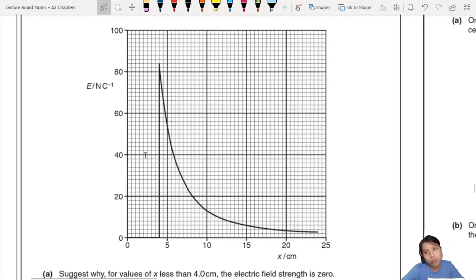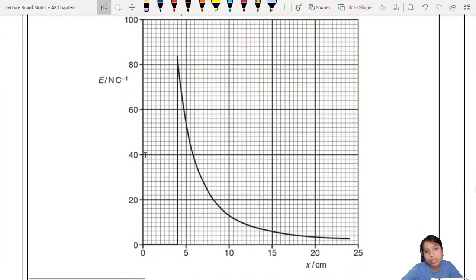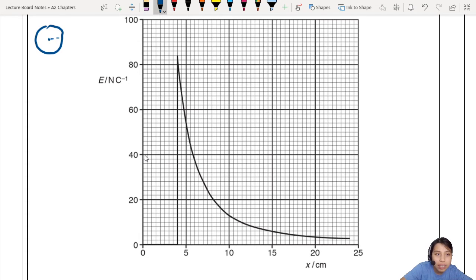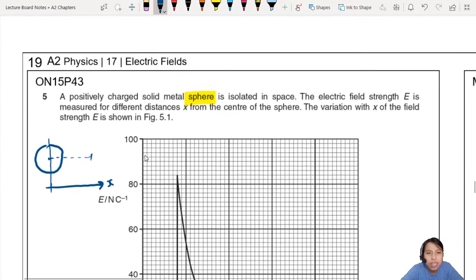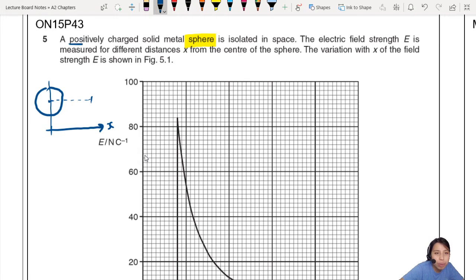Okay, so this graph looks pretty standard. If I drew it out, it will look something like this. So you have a sphere, and you measure from the center to some distance. So this is the axis. If I draw like that, this is X. So what is the charge? Positive charge. Might as well draw some positive charge on the sphere.